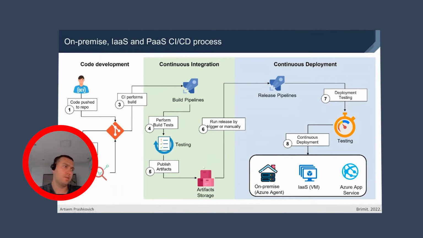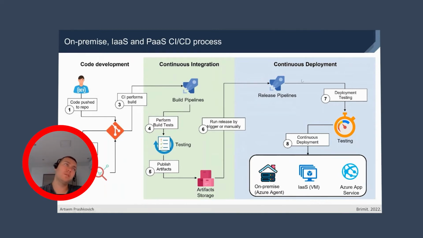The last point of our continuous integration process is the artifact storage. It can be hosted in Azure, it can be hosted somewhere else. It should just store some packages. Once we have artifacts ready, we have to deploy them to the server, let's say. And here is the place where our continuous deployment starts its work.